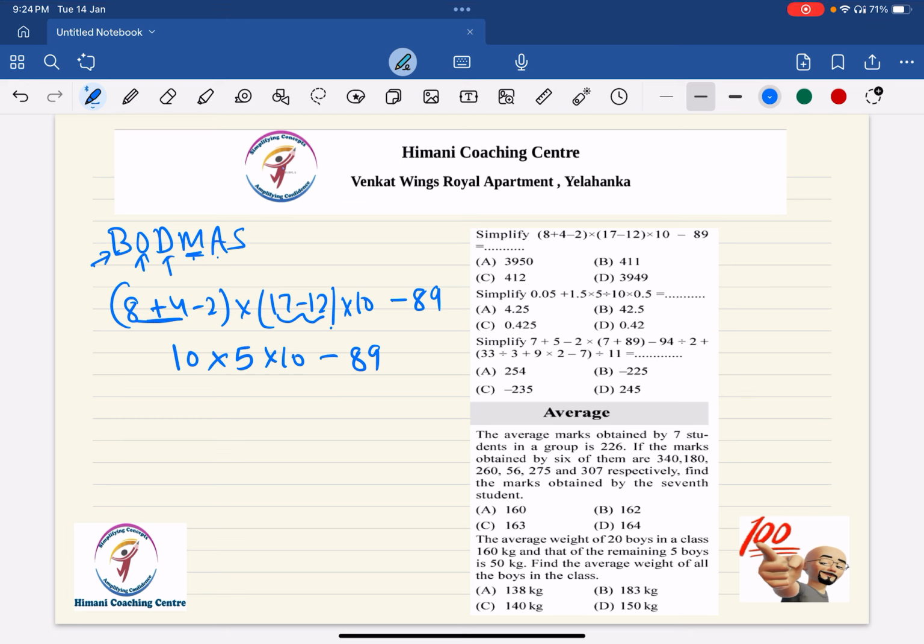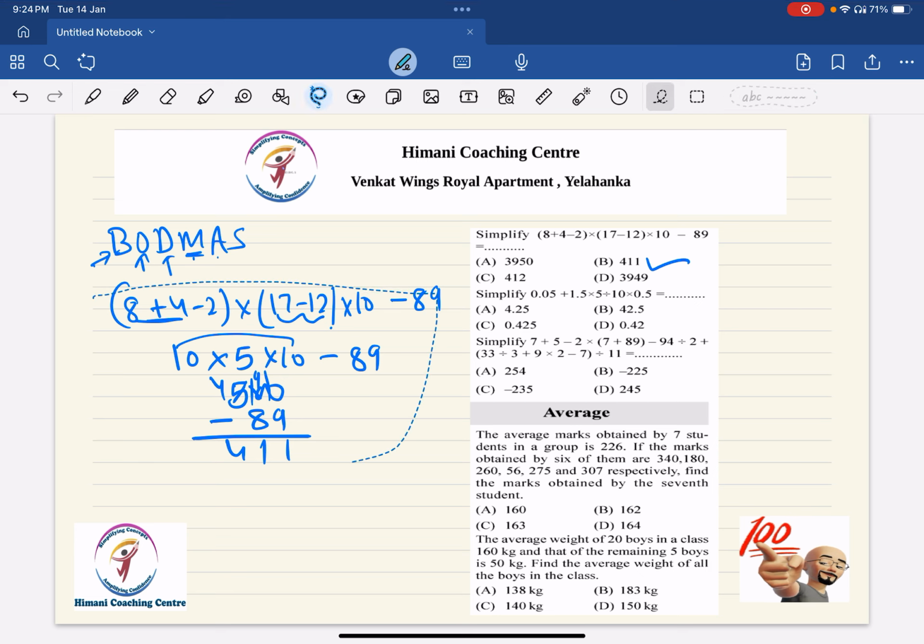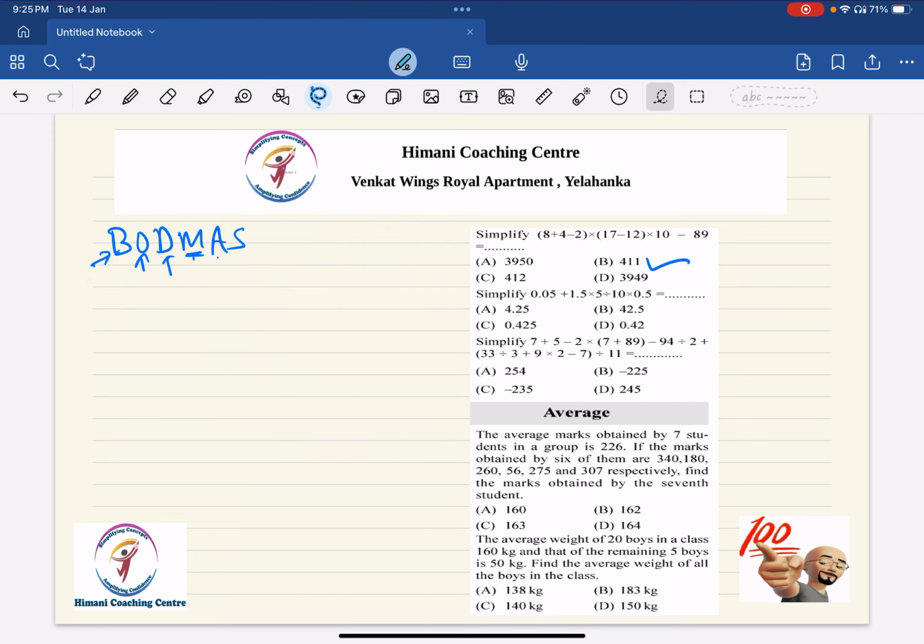Now multiplication is to be done. 10 into 10 is 100 into 5 is 500 and minus 89. So this is 4, then 10, then 9, then 10. 10 minus 9 is 1. So 411 is the answer. Okay, student, just follow BODMAS and get the answer properly.